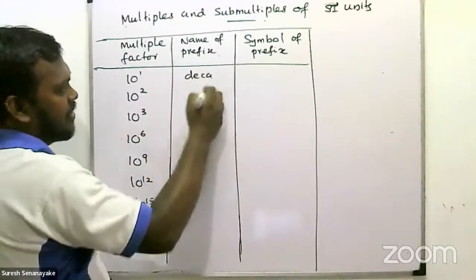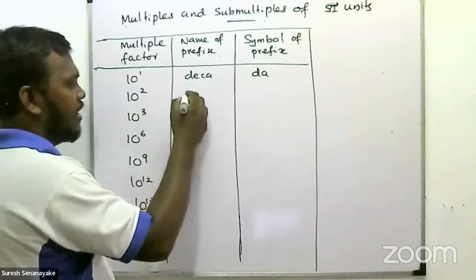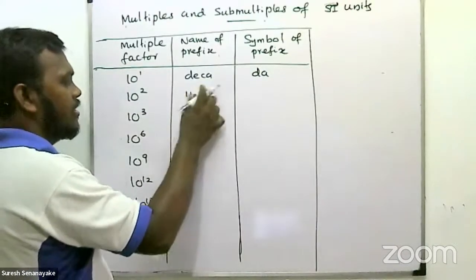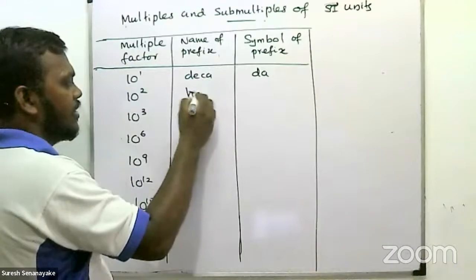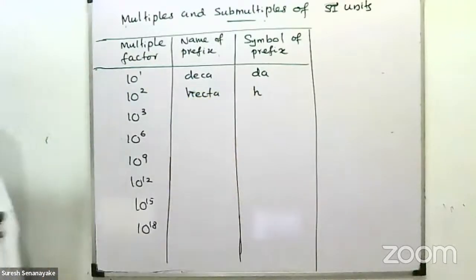Deca. So it's simple da we use. And this one is hecta. Simple, you need to write hecta. So it is simple h. Have you heard about this hecta before?